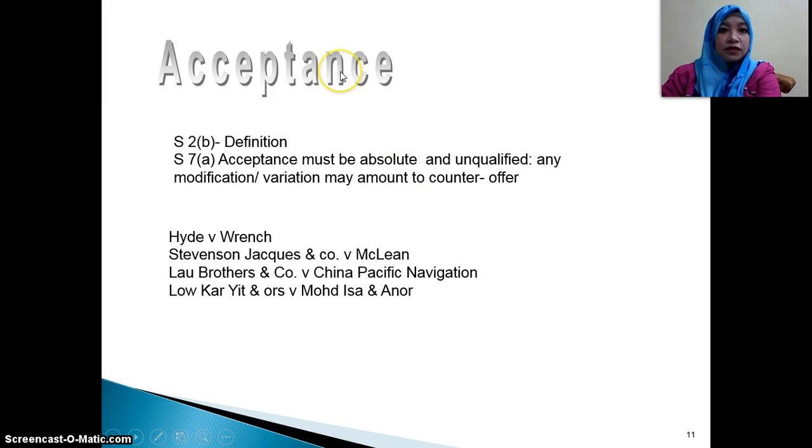The next element is acceptance. According to the Contract Act, Section 2(b), you can find the definition of acceptance. Under Section 7(a), acceptance must be absolute and unqualified. Any modification or variation may amount to a counter offer. For this particular element, we will study deeper from the case of Hyde v Wrench.